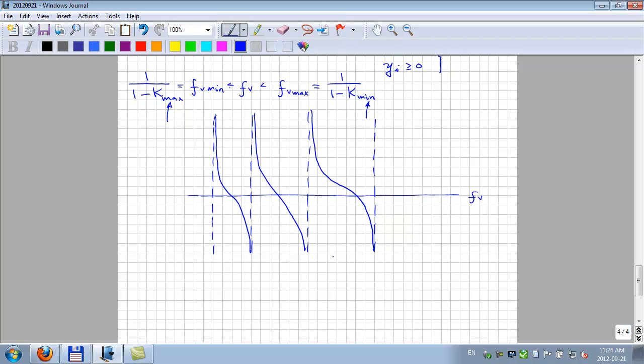Something like that. So in this case, you'll get 3 solutions. And which of these 3 we want to use, that will be, if we calculate FV min and FV max, we'll find that, for example, like that. So we're only really interested in this solution.